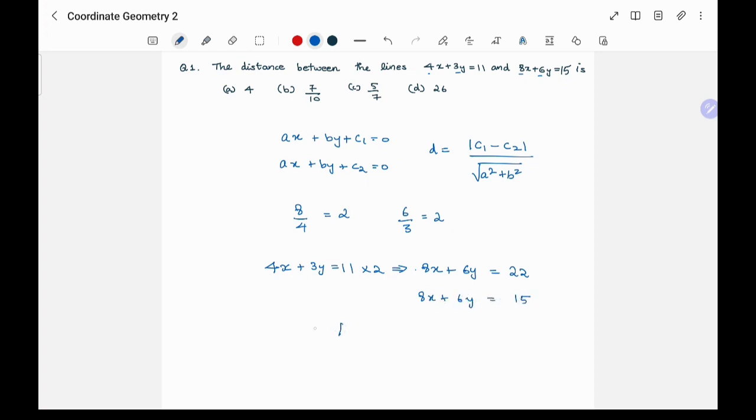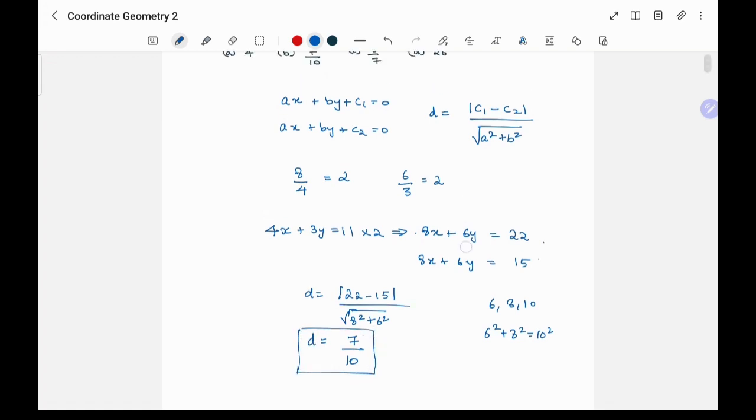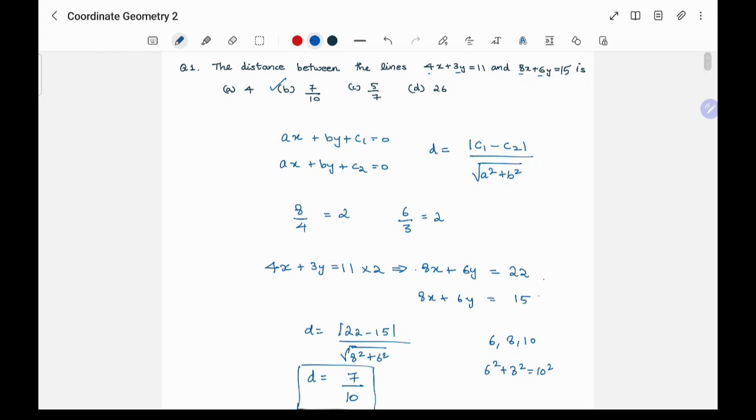So d will be 22 minus 15 by root of 8 square plus 6 square. So you needn't take this c1 and c2 to the other side because anyway you're taking modulus. You're only interested in the difference between these both. Okay. So denominator, you already know 6, 8 and 10 form the Pythagorean triplet. So 6 square plus 8 square is equal to 10 square. So numerator will be 7 and denominator will be 10. So D will be 7 by 10, which is option B.